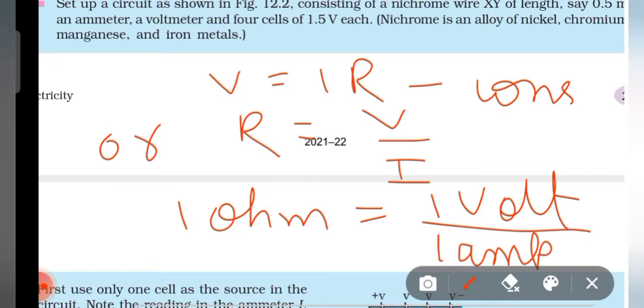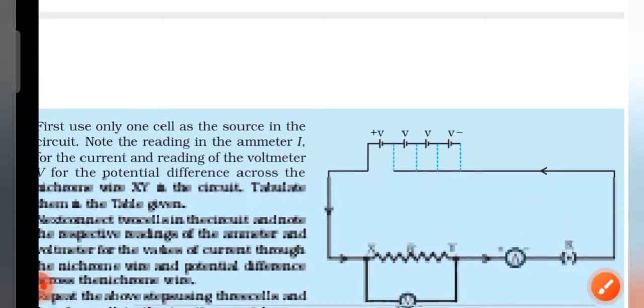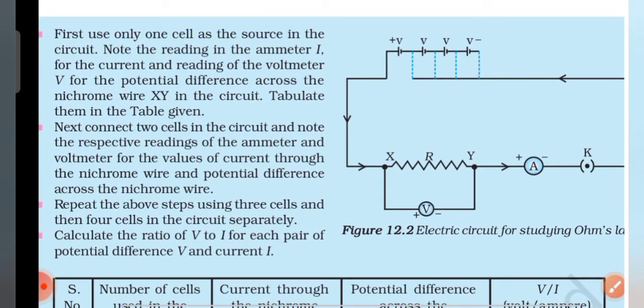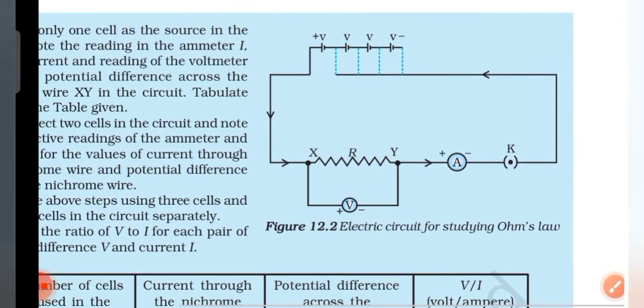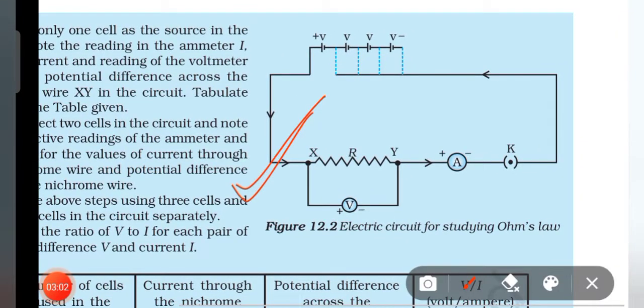Now we will start the experiment. In this experiment, first of all we need to arrange the experimental setup as shown in this figure. First clean the ends of the connecting wires with sandpaper and make them shiny. Then all connections must be neat and tight. Take care to connect the ammeter and the voltmeter with their correct polarity, positive to positive and negative to negative.